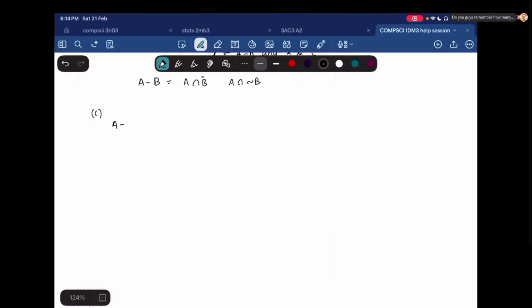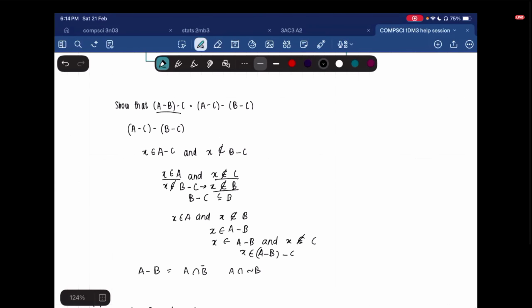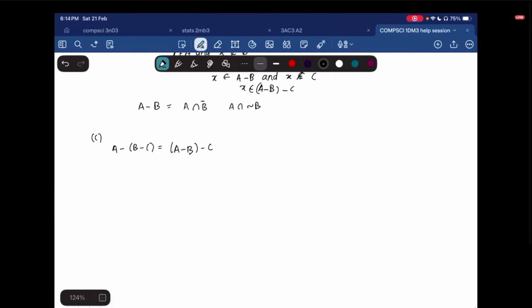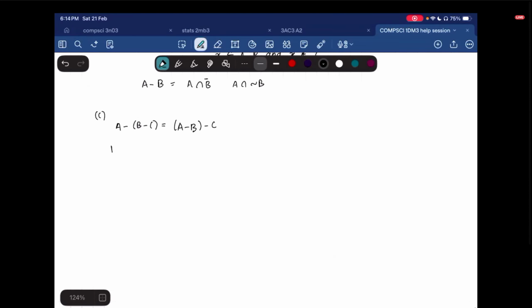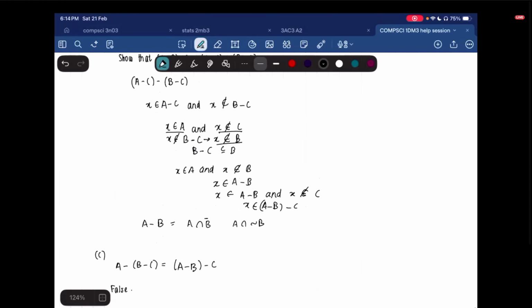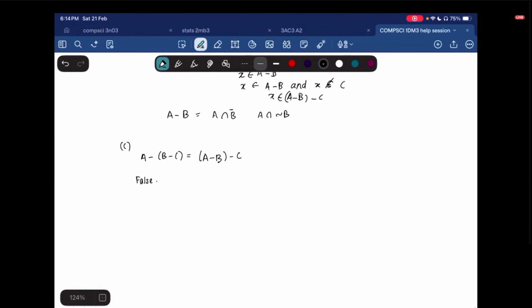Is A minus B minus C equivalent to A minus B minus C? I mean, we already have that above here, so you know it's false. But we can show an easy counterexample for this. So I know this is false because we have this identity above here.